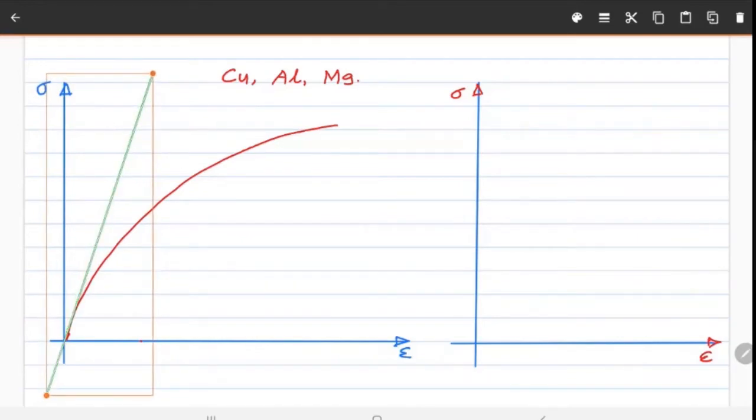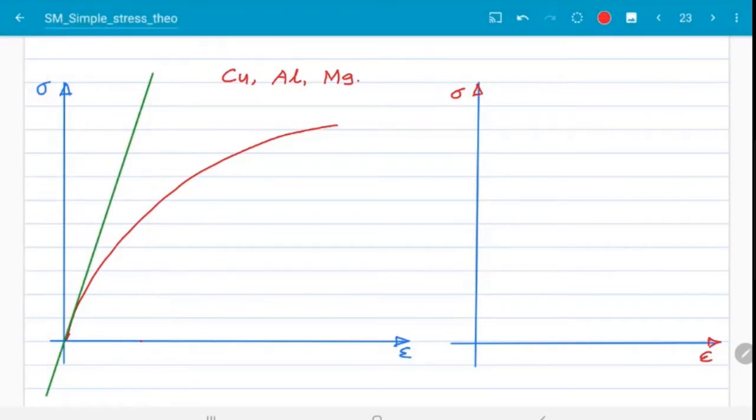Right. So this is a line. This line is tangent to the stress strain curve. At the same time, the line is passing through the origin.